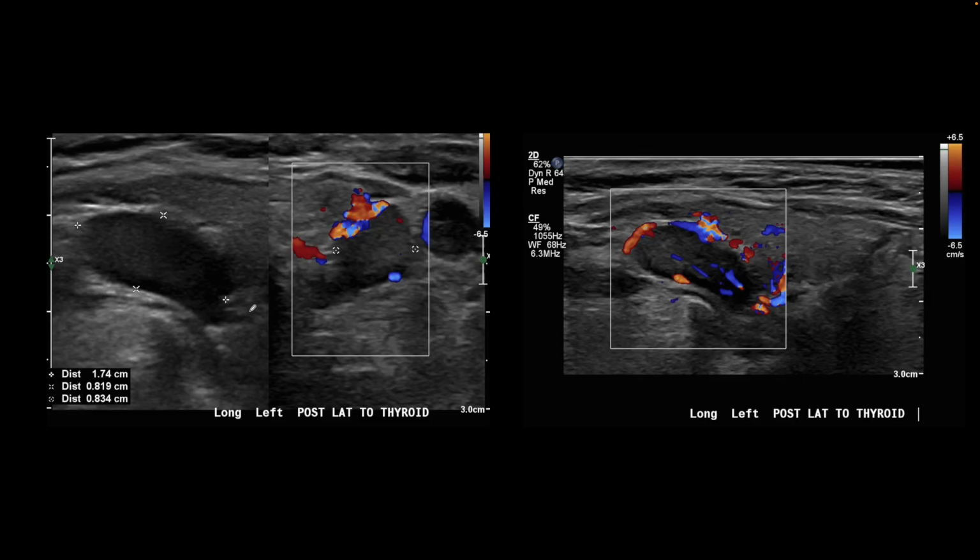And here are the images showing on the ultrasound the parathyroid adenoma, where it was localized, measured, and color flow demonstrated inside it.